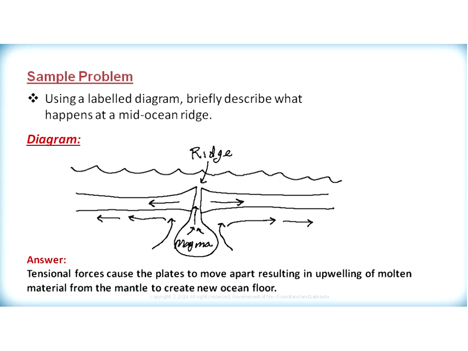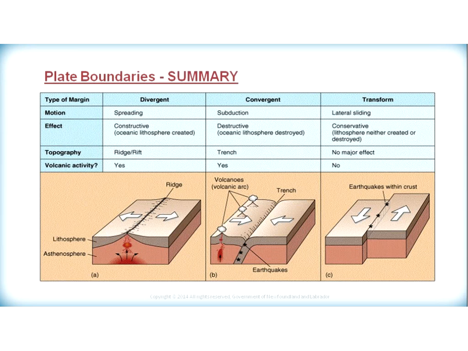So in the middle we have a ridge, and we see the plates moving in opposite directions, which are caused by the convection currents in the mantle, and this is caused by tensional forces. So this would be a diagram that you could use, or one similar to this, to help you explain what actually occurs at a mid-oceanic ridge.